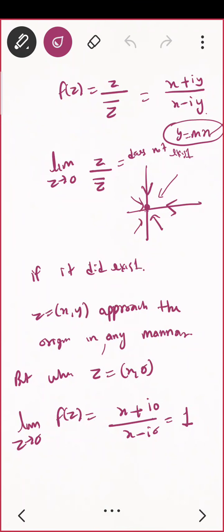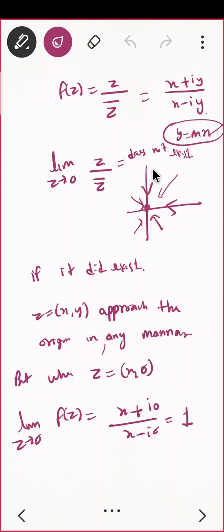The function was f of z is equal to z upon z bar. So what did I do? I just write it as x plus iy upon x minus iy. Then I put y equal to mx and try to see if it depends on m. So I concluded that the limit does not exist, correct?